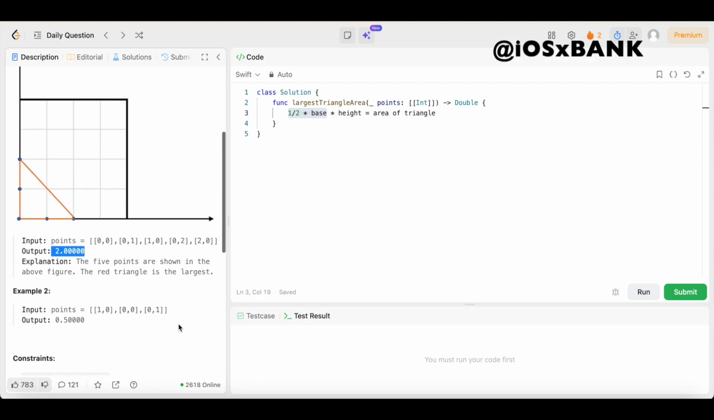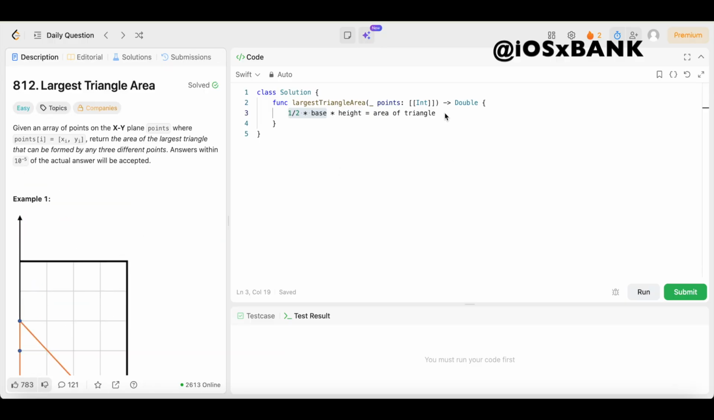So let's take a look at example 2. For example 2, they don't give us the graph, but let's go through it anyway. We have points equals a 2D array of integers. First point [1,0], second point [0,0], last point [0,1]. This time the output is 0.5. So I hope that makes sense to y'all. And now that we understand the question, let's get into the fun part, the actual solution. The solution is not that difficult.